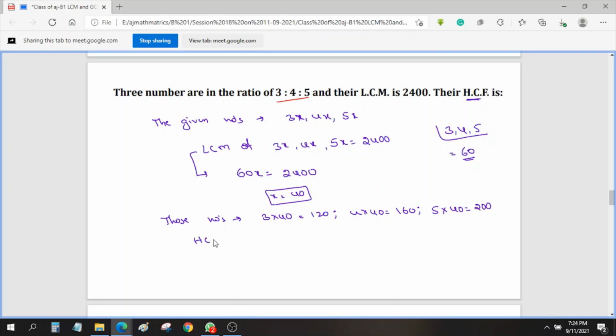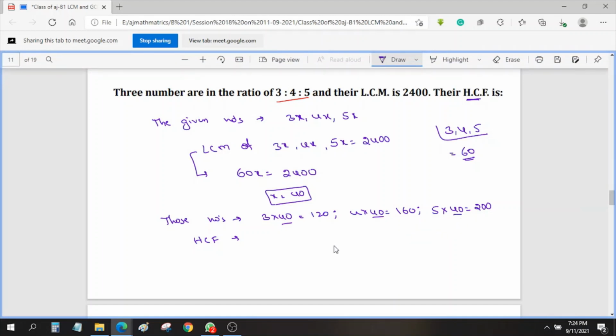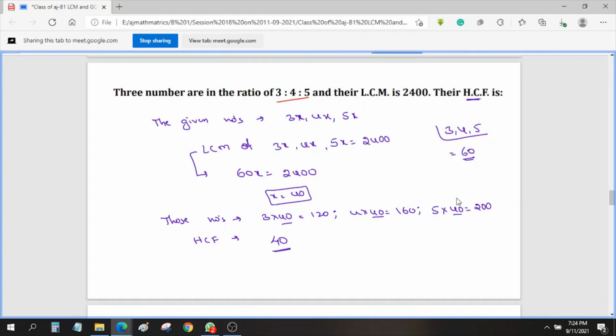Now the highest common factor. For 3, 4 and 5, other than 1 we don't have any other common factor. But here, it is 3 into 40, 4 into 40 and 5 into 40. Every time it is multiplied by 40, so you can directly take the HCF as 40.